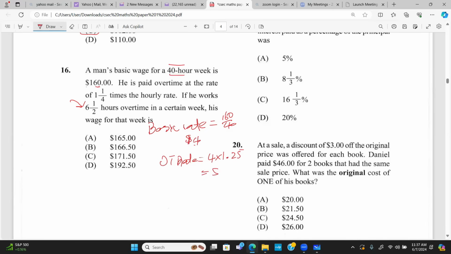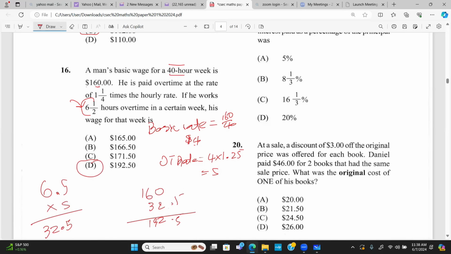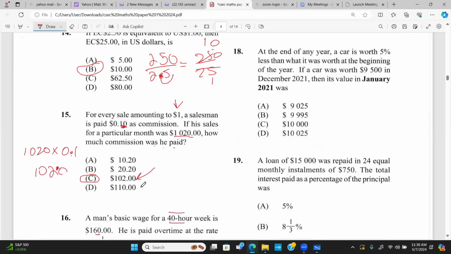It's $5. Now, he worked this amount of time, so all you're going to do is say 6.5 times 5. This man is making $32.50 on overtime. So 160 plus 32.50 takes us to the final, $192.50. So what you did, you found the overtime money and added it to the regular money that he was making, and we're good right there.